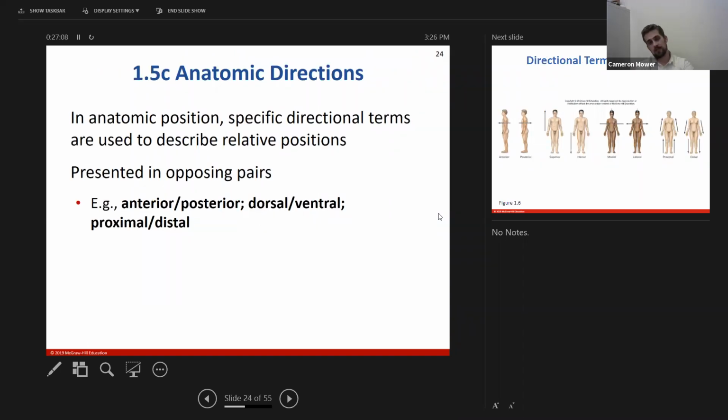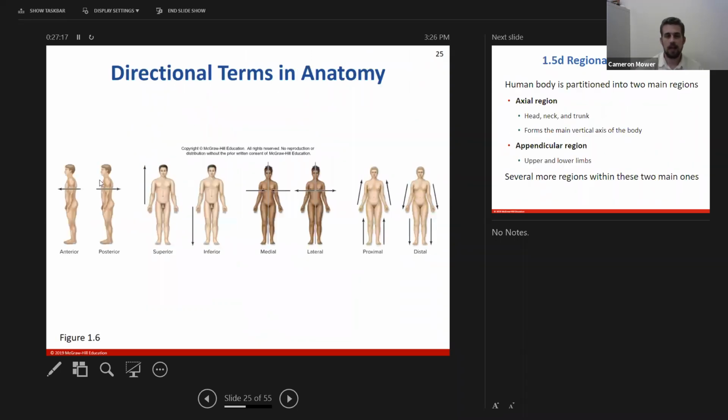Let's see, yeah, anatomic position, the directional terminology here: anterior, posterior, dorsal, ventral, proximal, distal. So let's look at this. Anterior is the front side, posterior is the back side, superior is the upper, right? So your head is superior to the rest of your body. Inferior is going to be the bottom, so your feet are inferior to the rest of your body. Medial is going to be more toward the middle, and then lateral is more toward the edges, okay?